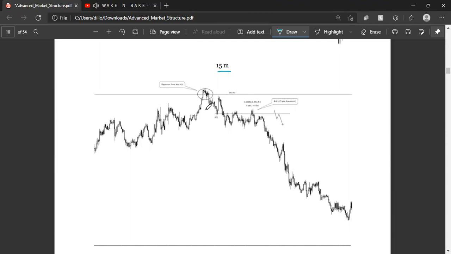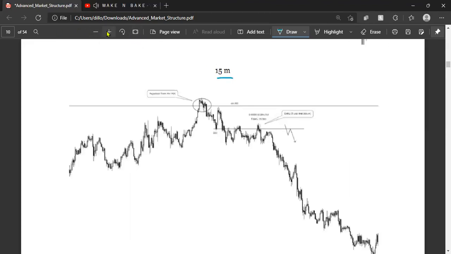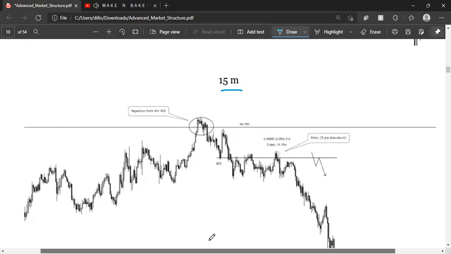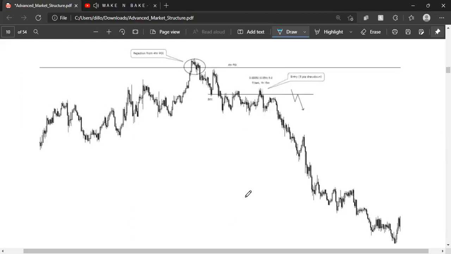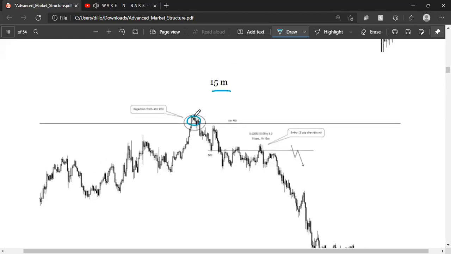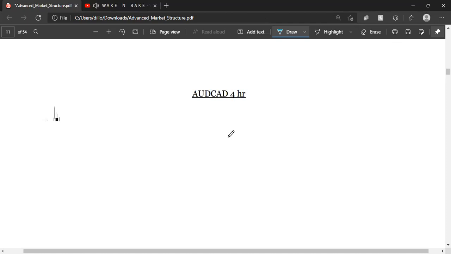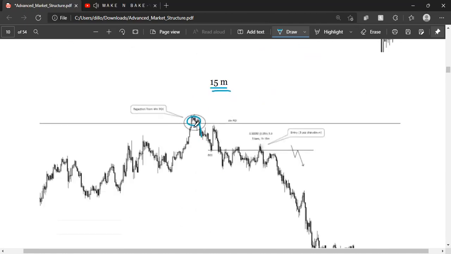And what do we see, right? So here's the initial rejection from our 4-hour point of interest. And if we went to a lower time frame than even the 15, which I don't, we could actually see a break of structure right here, and there would be a good entry here. But hypothetically speaking, let's say we missed that entry and saw another break of structure from that low to this rejection.